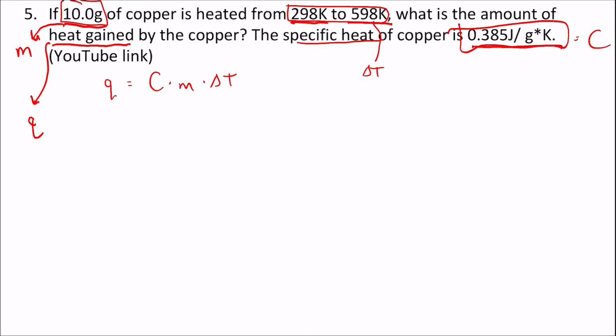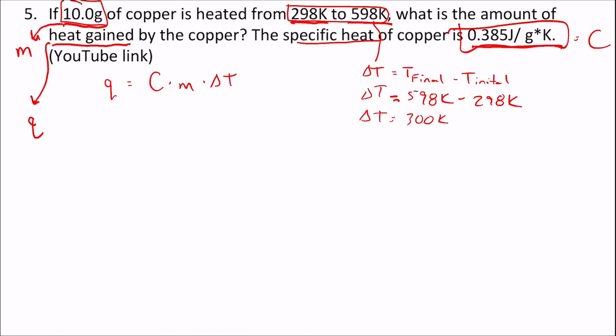The only thing we have to do before we can just plug it in is figure out what delta T is. This is going to be the T final minus the T initial. The final one is 598 Kelvin, and then we have 298 Kelvin for the initial. Let's figure that out, which is just 300 Kelvin. So delta T is going to be 300 Kelvin.